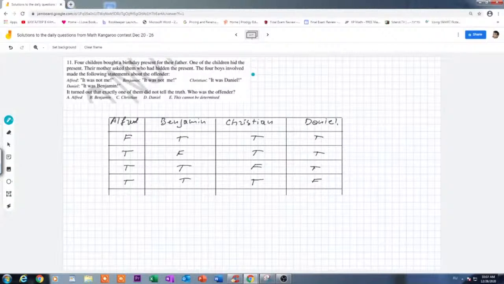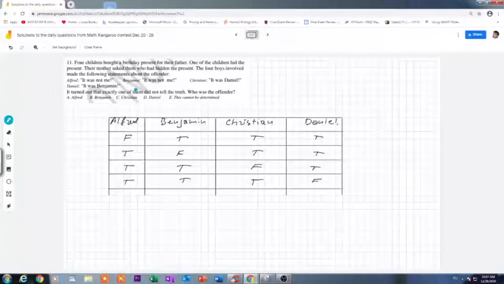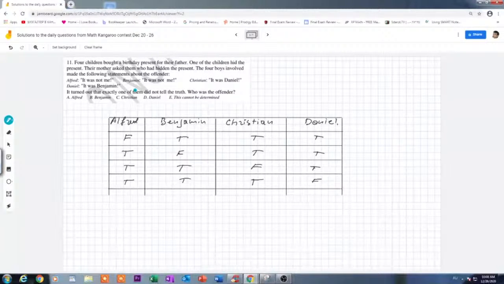4 children bought a birthday present for their father. One of the children hid the present. Their mother asked them who had hidden the present. The 4 boys made the following statements about the offender. Alfred said it was not him. Benjamin said it was not me. Christian said it was Daniel, and Daniel said it was Benjamin. It turned out that exactly one of them did not tell the truth. Who was the offender? So we know that only one child lied.